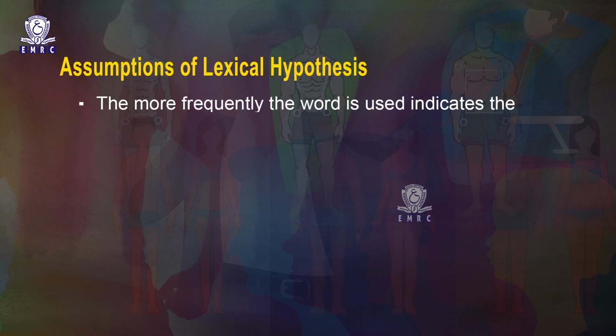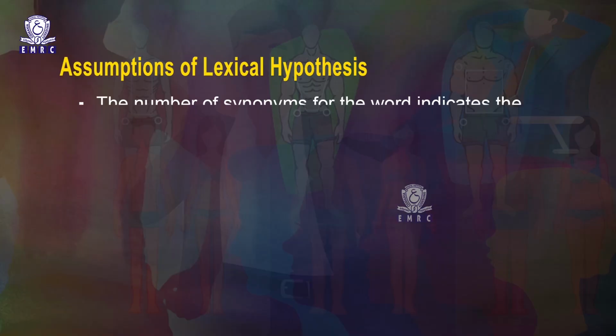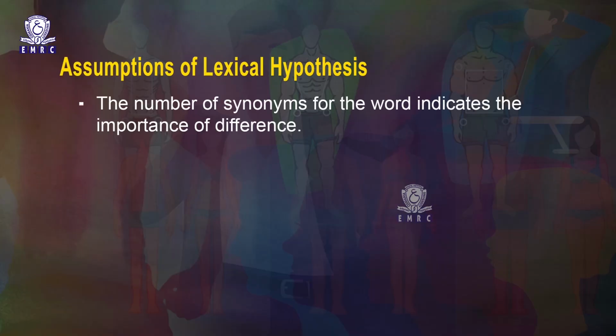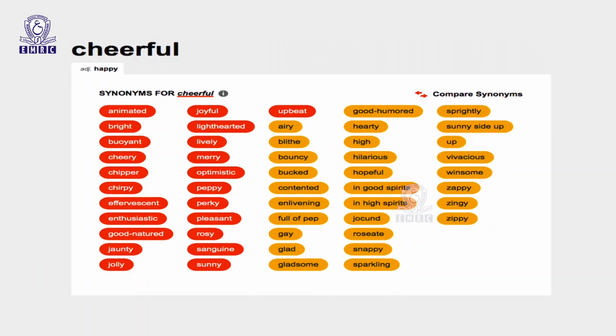Assumptions of the lexical hypothesis are: first, the more frequently a word is used, the more it indicates the importance of a trait. For example, words such as friendliness or honesty, which are frequently used, are important traits present in individuals. The second one is that the number of synonyms for a word indicates the importance of the difference. For example, the word cheerful has many synonyms like happy-go-lucky, joyful, humorous, etc. There is only a subtle difference between those words, and it divides the trait into many levels.